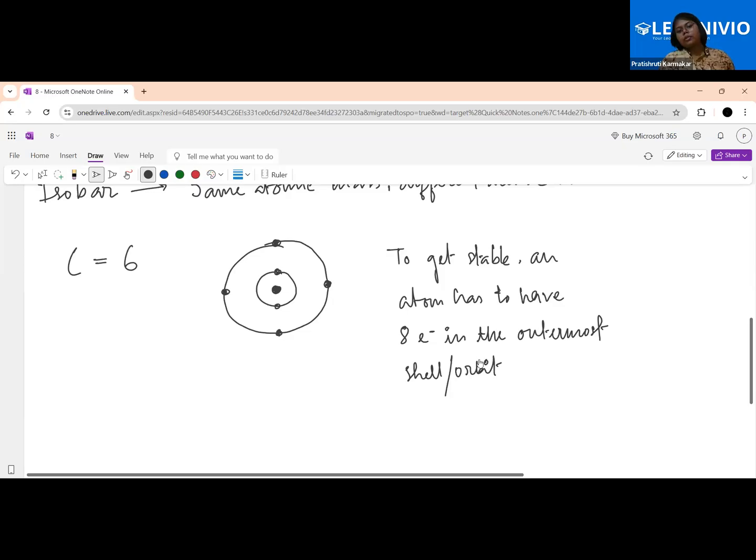So carbon has 4 electrons already. Now it can make ionic bonds. To make an ionic bond, what does it have to do? It has to take 4 electrons from the outside. But that is going to be very unstable, because if we incorporate 4 electrons, it is going to be energetically very high. What is it going to do? It is going to share electrons.